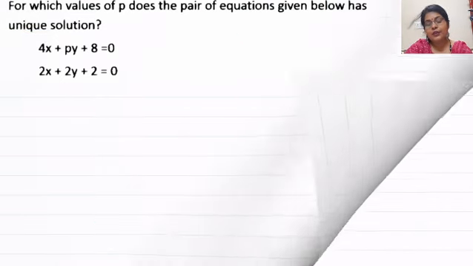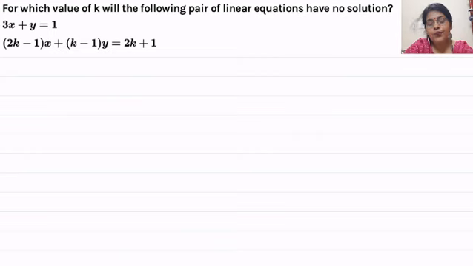Now the next question arises: for which value of k will the following pair of linear equations have no solution? This is our third condition. For no solution, we all know our condition: a1 upon a2 is equal to b1 upon b2 is not equal to c1 upon c2. So whenever we get the question, first of all we have to see the condition and write it down.